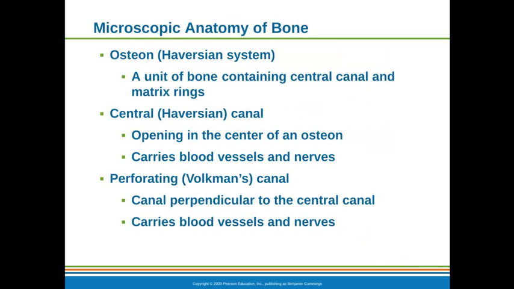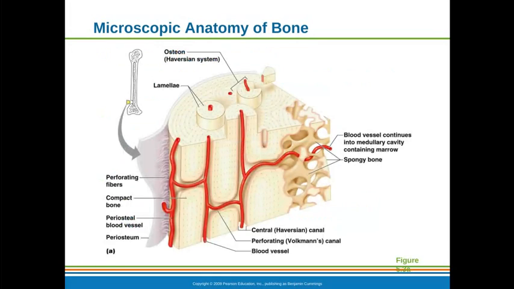Okay, so let's talk about the microscopic anatomy of bone. So we have what's called an osteon or a Haversian system. Now, this is a unit of bone containing a central canal and these matrix rings. So the central Haversian canal is within the middle. It carries blood vessels and nerves that will supply those nutrients. And then we have these perforating canals, or Volkmann's canals, that radiate from the central canal. They are perpendicular to it, and they carry blood vessels and nerves as well.